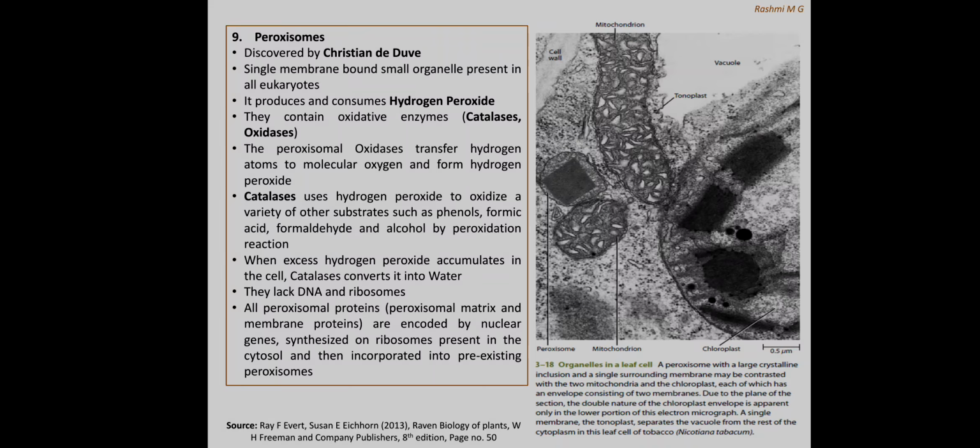In our previous class we had learnt about peroxisome, which is another important organelle discovered by Christian de Duve. It is a single membrane bound small organelle present in all eukaryotes. It produces and consumes hydrogen peroxide. They contain oxidative enzymes catalases and oxidases. The peroxisomal oxidase has a particular function. The major function of peroxisomal oxidase, we had discussed yesterday.